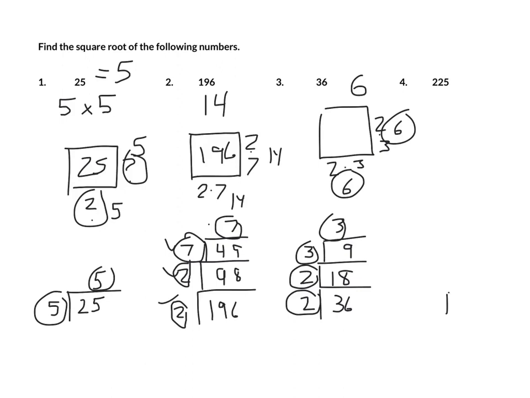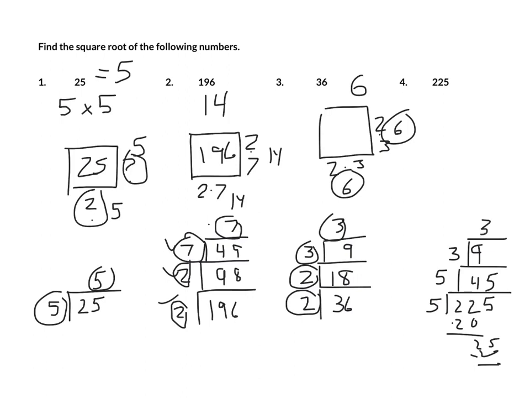If I do the same with 225, I don't know that one off the top of my head, so I'm going to do 225. It's clearly divisible by 5. Okay. I know 45 is also divisible by 5, which is 9. And if I divide that by 3, I get 3. So what I see is that 225 is made up of 5 and 5 and 3 and 3.